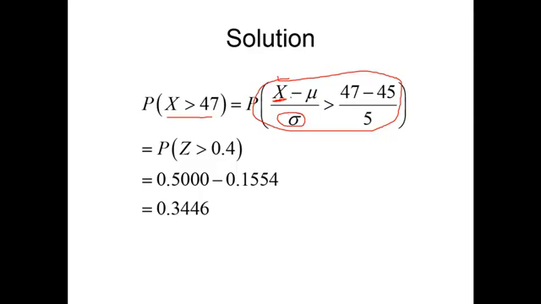We take our z-score of everything. This is asking the probability that z is greater than 0.4. This is a tail, right? So 0.5 minus the table lookup for 0.4, and this is 0.3446.